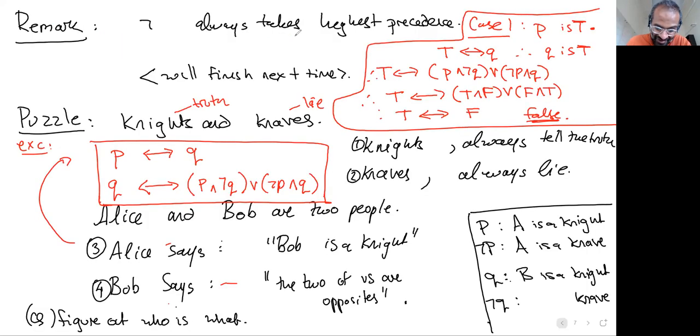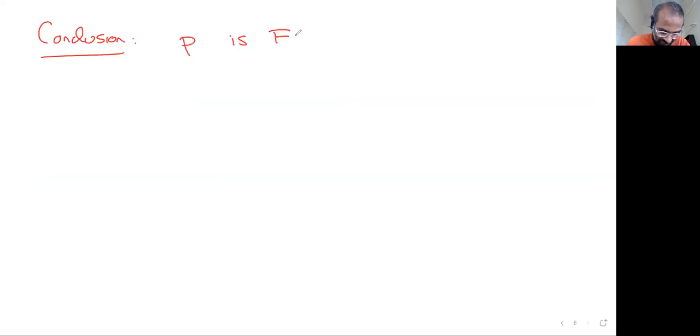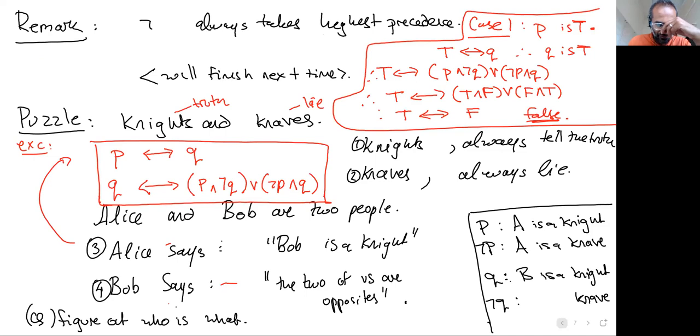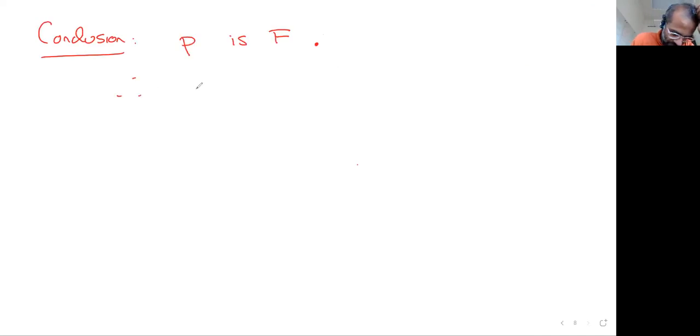Why? Well, P is a proposition. It has to be true or false, right? There's only two options. If it's not true, it's false. So, okay. And then again, from the first equation, Q is also false, by P if and only if Q. Therefore, both are knaves.